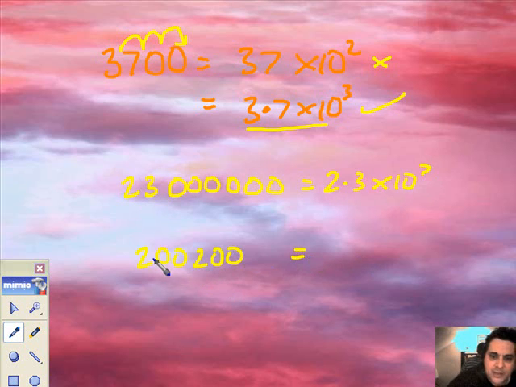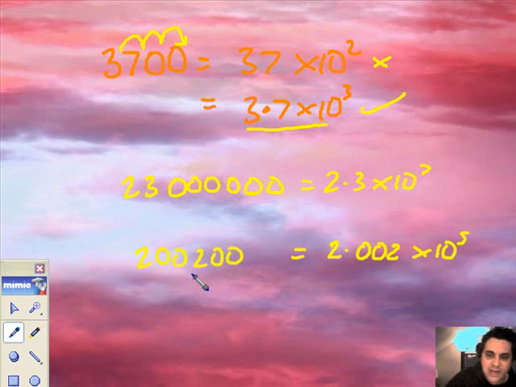200200. Don't be confused by it. Starting from here, we go 1, 2, 3, 4, 5. So it's 2.002 times 10 to the power of 5. Now I know the temptation is to forget about that 2 because it's so far away from the decimal point, but you can't do that, otherwise you're leaving out 200 as part of that answer. So let's just check again. Multiply by 10 and 10 and 10 and 10 and 10 again. That's 10 to the power of 5. So that's also correct.